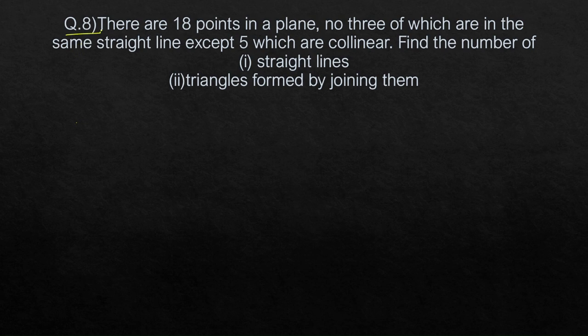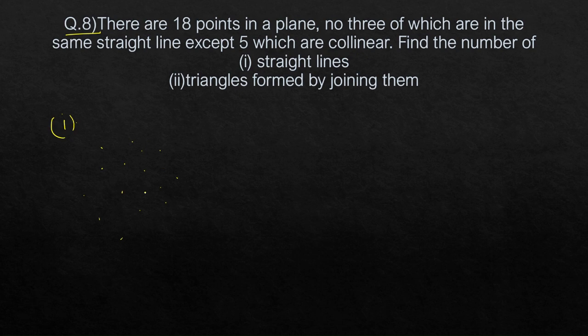Starting with the 8th question now. There are 18 points in a plane, no 3 of which are in the same straight line except 5 which are collinear. Find the number of straight lines, and second, triangles formed by joining them. So first we'll focus on the first case. अब इसमें बोला है कि हमारे पास 18 points हैं plane पे. So for now, जिनमें से कि जो 5 हैं वो collinear हैं.